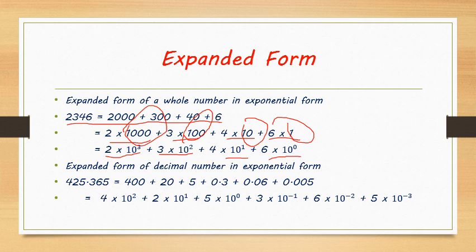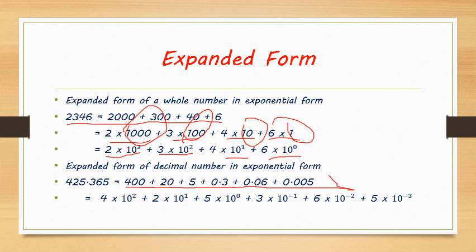Suppose that we have 425.365. So we can write it as 425 plus 0.3 plus 0.06 plus 0.005. Now 400 can be written as 4 into 10 to the power 2 because 2 zeros are there. Then 2 into 10 to the power 1, 1 zero is there. No zeros means 10 to the power 0, and 5 into 10 to the power 0.